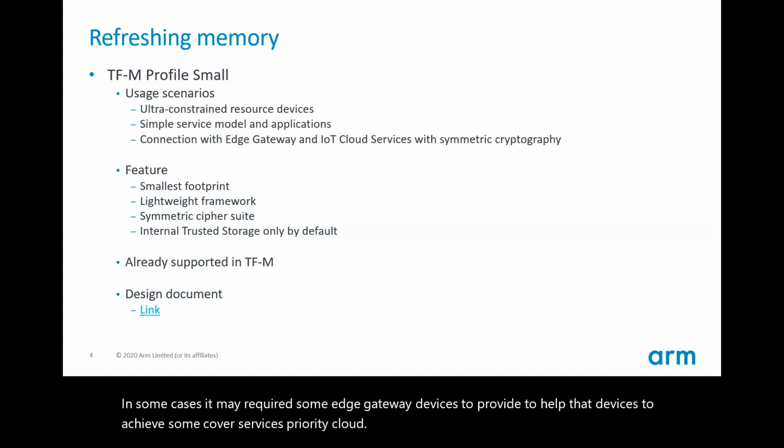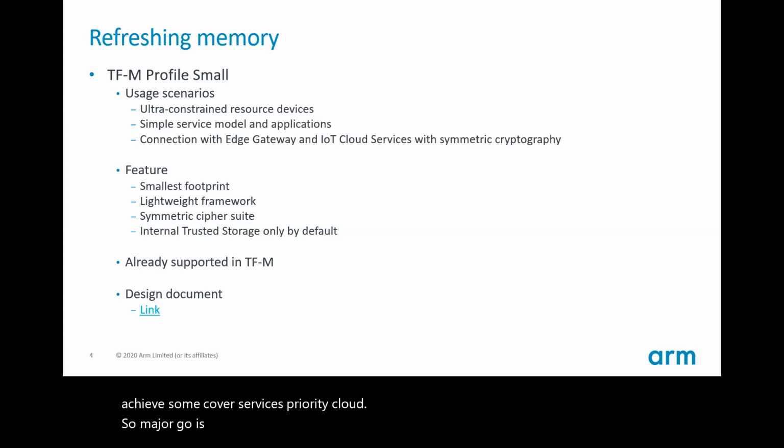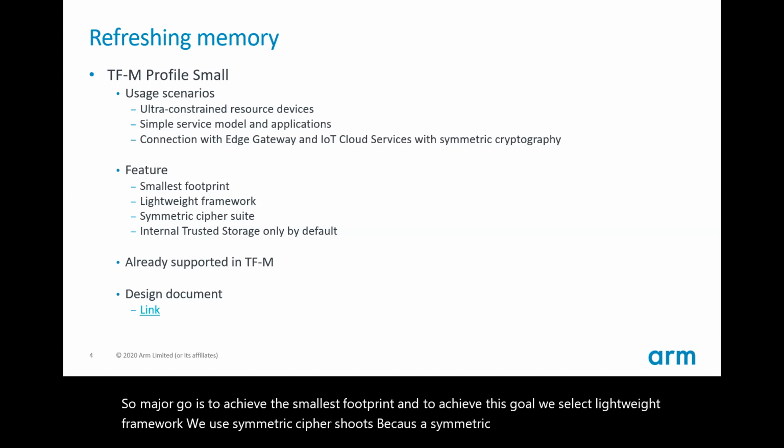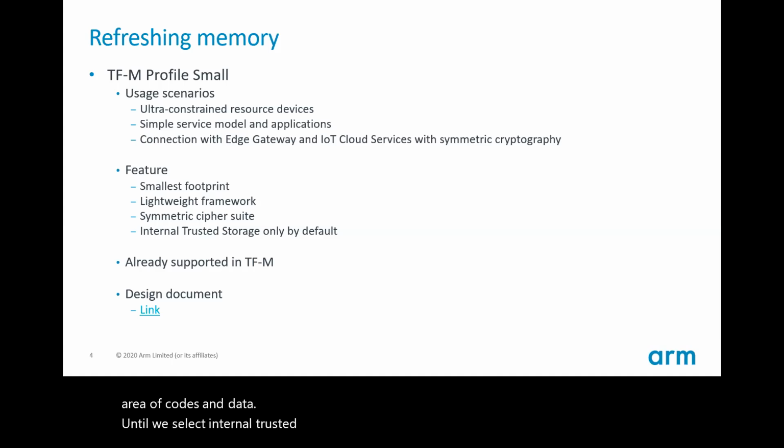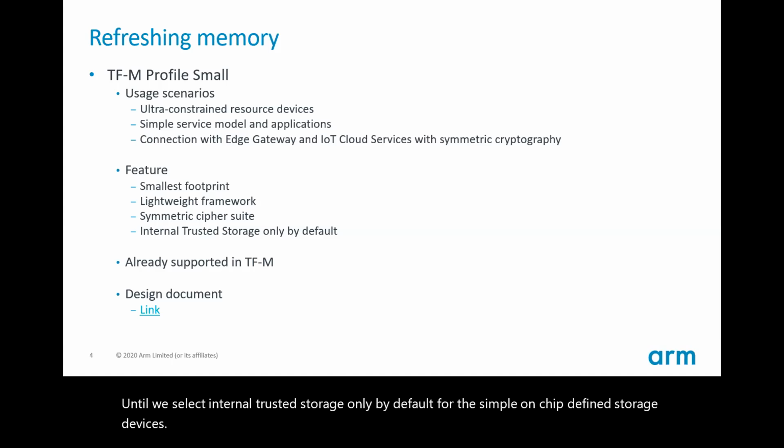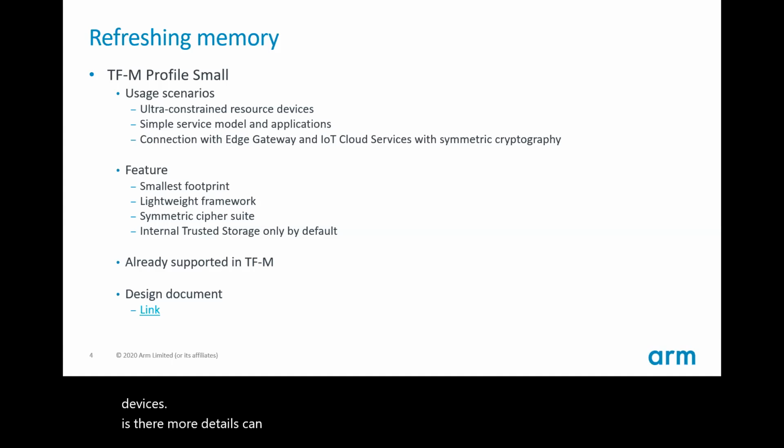The major goal is to achieve the smallest footprint, and to achieve this goal, we select a lightweight framework. We use a symmetric cipher suite because asymmetric cipher suites may cost a large area of code and data. And we select internal trusted storage only by default for the simple on-chip defined storage devices. More details can be found in the design document, whose link is attached here.